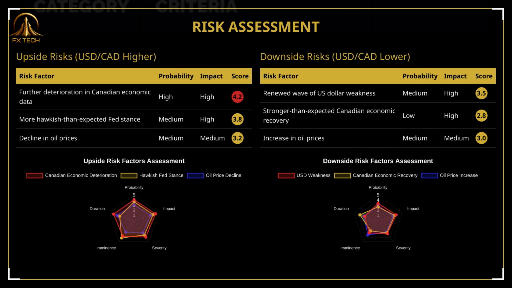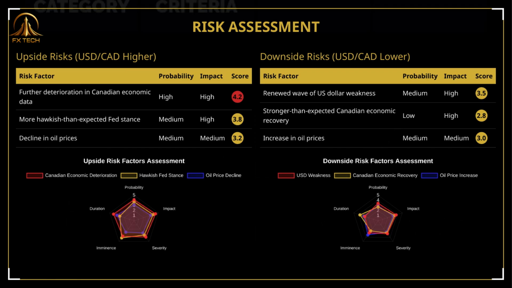Our risk assessment identifies several factors that could push USD/CAD higher or lower. Upside risks that could drive USD/CAD higher include further deterioration in Canadian economic data, which has a high probability and high impact with a risk score of 4.2. A more hawkish than expected Fed stance presents a medium probability but high impact risk with a score of 3.8. Additionally, a decline in oil prices would negatively affect the Canadian dollar with a medium probability and medium impact risk score of 3.2.